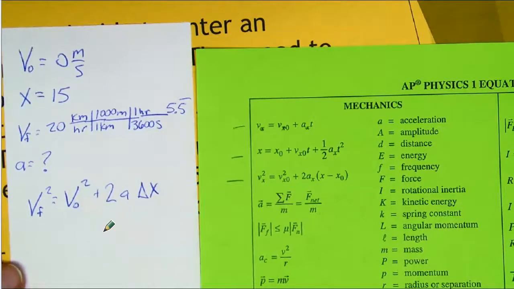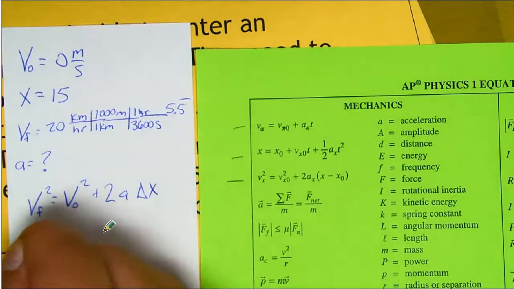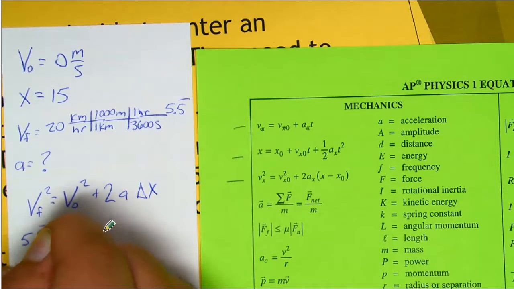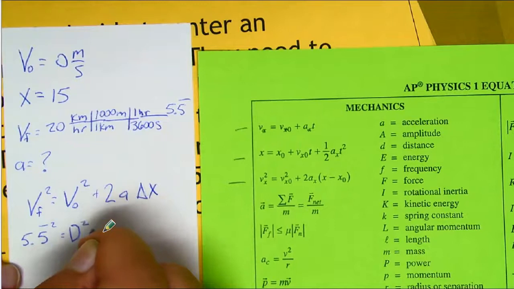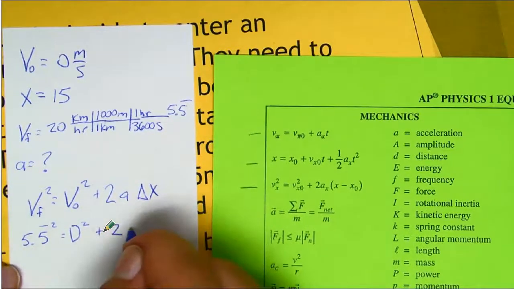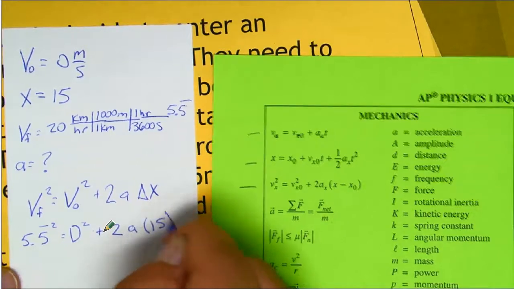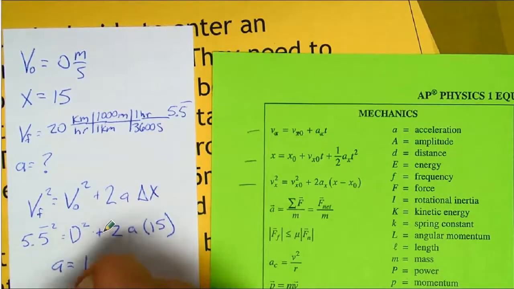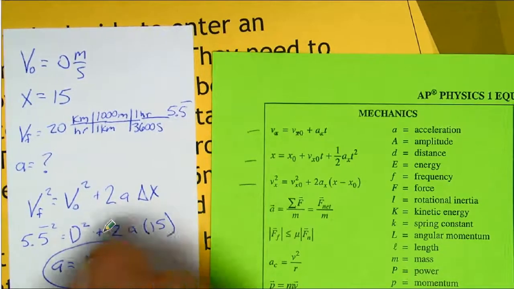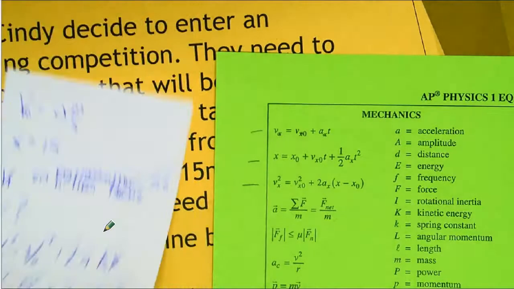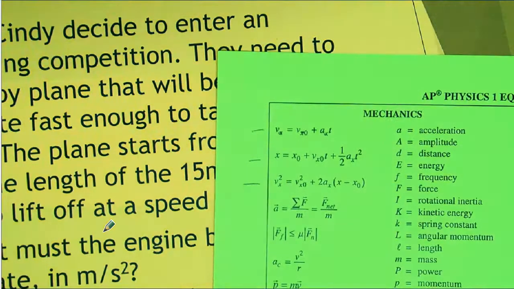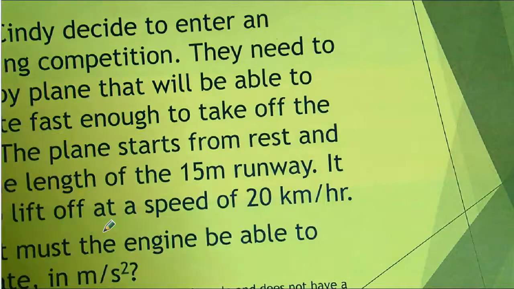All right, now I just plug in my numbers. Velocity final squared, 5.5 repeating squared, is equal to 0 squared plus 2a times 15. And when you eventually solve for a, you'll get 1 meters per second squared. That's how you will solve that one. Question number 1, hopefully that made sense. All right, let's move to question number 2, 22.